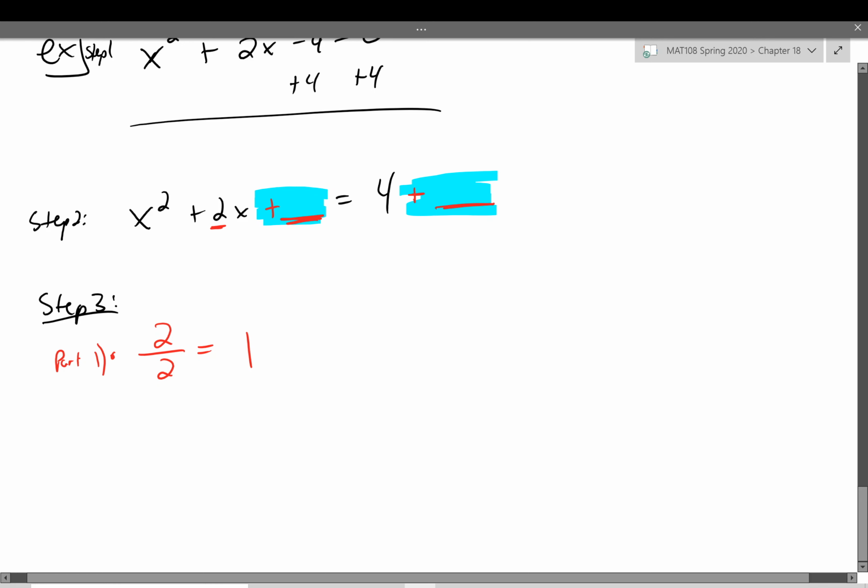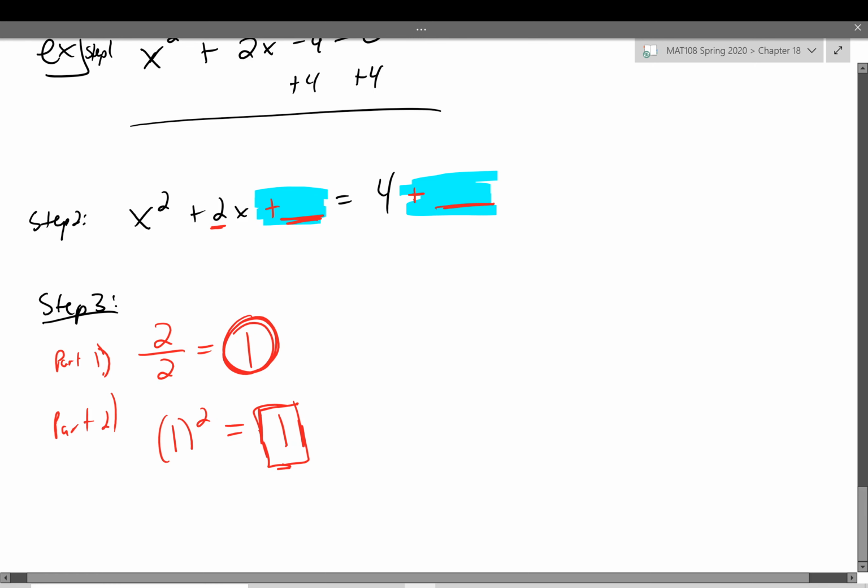All right? Now, our second part is to take this number right here. That's why I want you to circle it. And I want you to square it. So we know 1 squared is 1, and I want you to put a square around it. Okay?